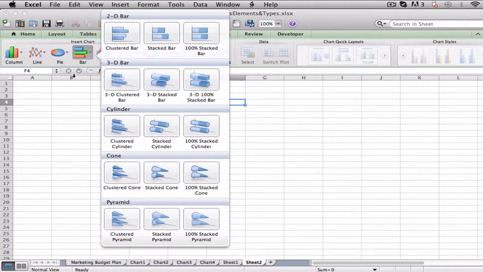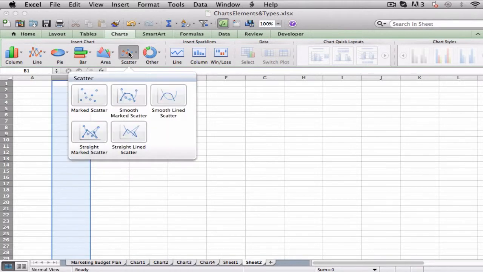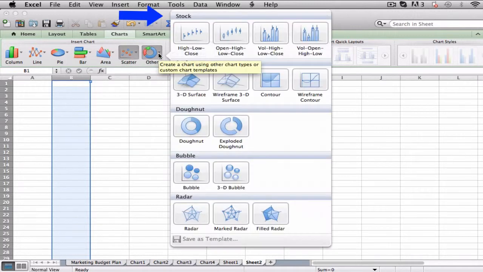Area. A chart that shows the relative contributions over time that each data series makes to the whole picture. Scatter or XY chart. A chart that shows the relationship between numeric values in two different data series. It can also plot a series of data pairs in XY coordinates. Stock. A chart that is designed to plot stock market prices, such as a stock's daily high, low, and closing values. Surface. A chart that analyzes two sets of data and determines the optimum combination of the two.